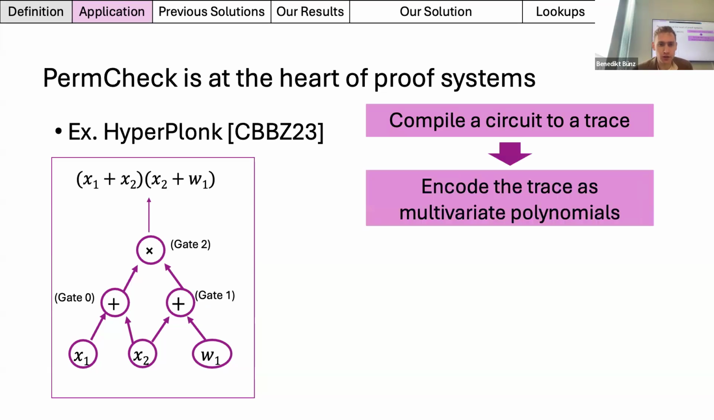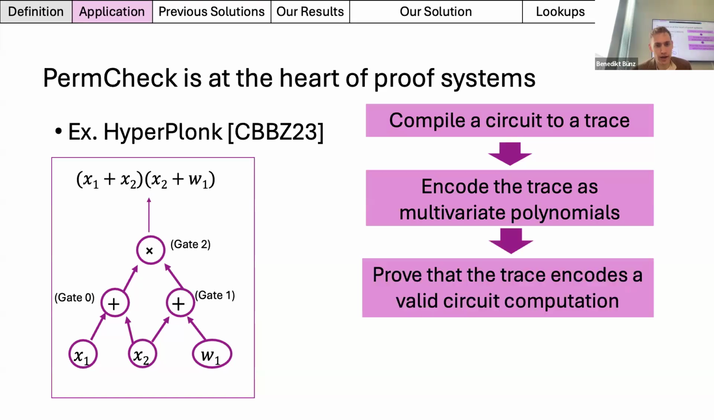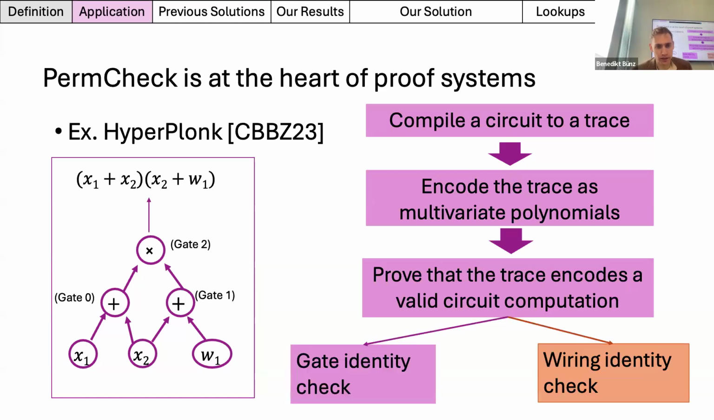So the way that I'm going to do that is I'm going to compile the circuit to a trace and then encode the trace as a multivariate polynomial, and then prove that the trace encodes a valid circuit computation by proving that a number of circuit constraints hold. And this last step basically breaks down into two different checks. One is called the gate identity check, where I'm basically going to prove that every single gate is satisfied. So every single addition and multiplication gate is satisfied. And then the other one is the one that we will actually mainly care about today. It's the wiring identity check, which you can see here.